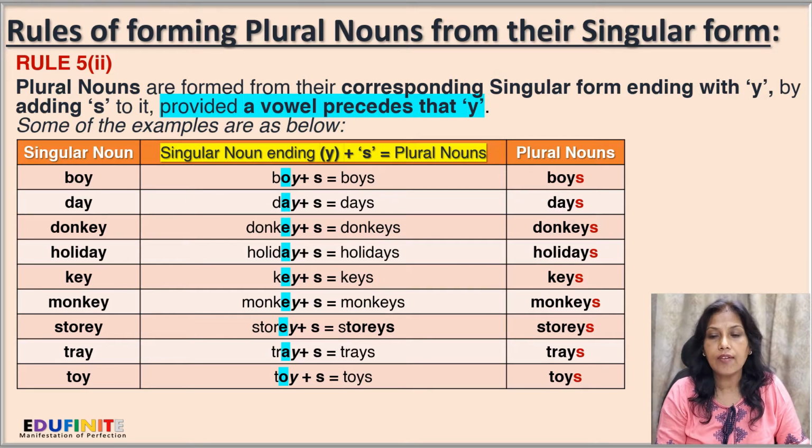Similarly, donkey will become donkeys. Holiday will become holidays. Key will become keys. Monkey will become monkeys. Story will become stories. Tray will become trays and toy will become toys, because each of these words in the singular form ends with Y and is preceded by a vowel.